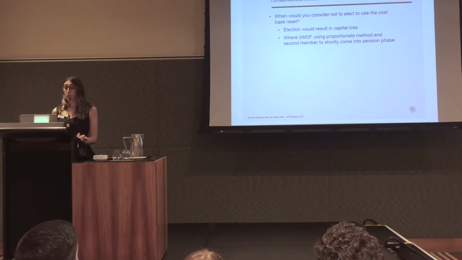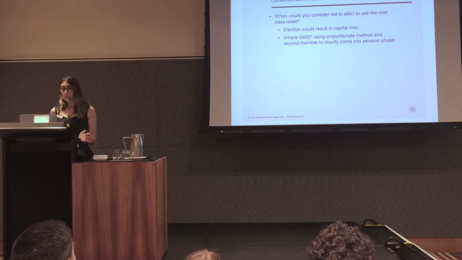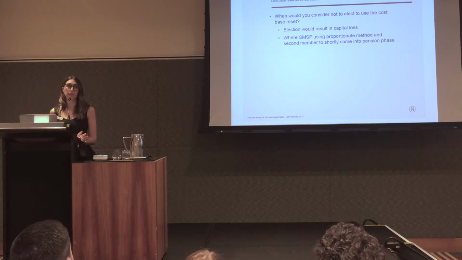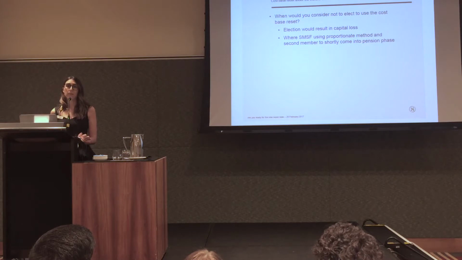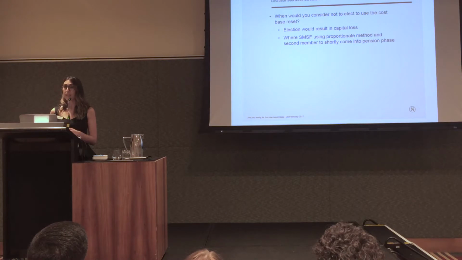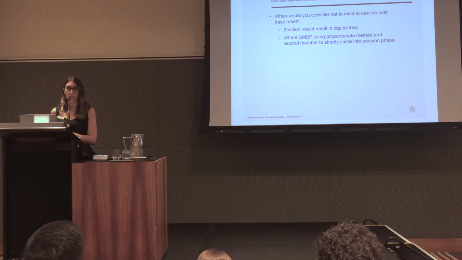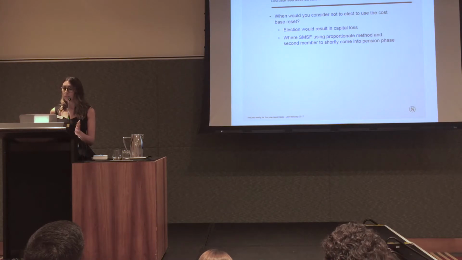When would you consider not using the cost-base reset? So firstly, where the election will result in a capital loss, you wouldn't do this. And secondly, where you've got an SMSF using the proportionate method, and you've got a second member that will shortly come into pension phase. So an example of this would be, let's say at 30 June, you've got an SMSF and it's 40% in pension phase. But shortly after, the second member of the fund is expected to come into pension phase. And when they do, the fund will be 80% in pension phase. So in an example like that, you may choose to not utilise the cost-base reset.